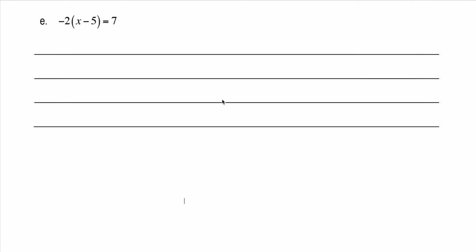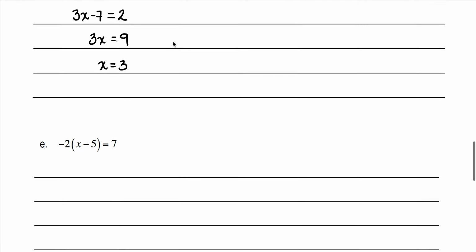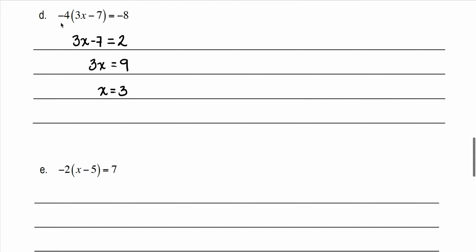We're going to do question E. And now you have to start thinking, what is the similarity between question D and E? So in both cases, I have a number that is multiplying a bracket and is equal to a number. Now, what is the problem here?